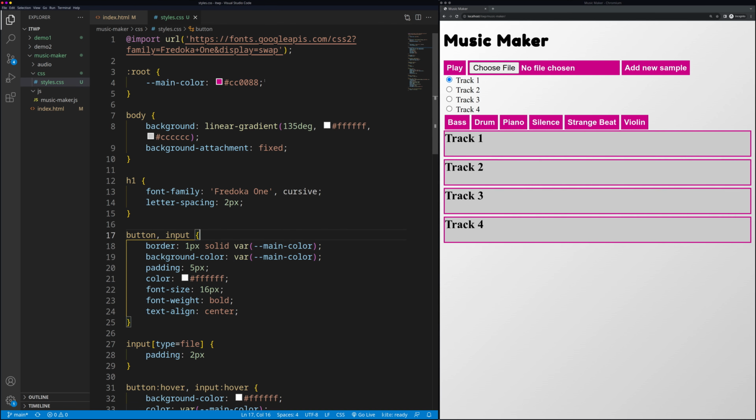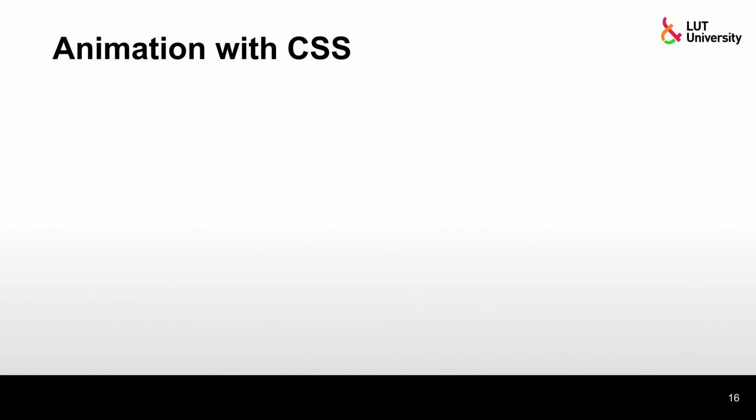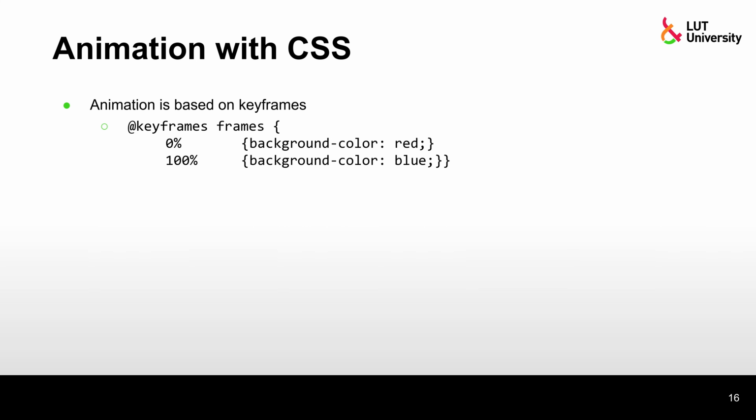It really eases when you are using the same color, for example, in various places, and you want to change the color in every place. You can just change the variable. Very useful. Then you can also do animation with CSS. Animation is based on keyframes. So you first define what is happening in the beginning of the animation and the end. You can set as many keyframes as you wish. You can have, for example, 0%, 25%, 50%, 75%, and 100% if you wish.